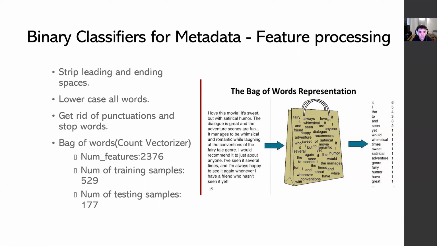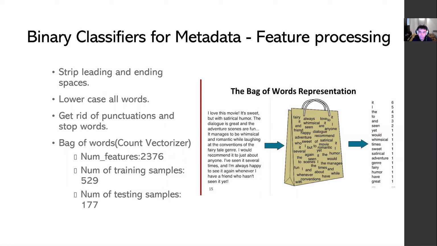By doing so, we first strip leading and trailing spaces because they are useless, and we transform all the words into lowercase to control them better. And then we get rid of punctuation and stop words because they repeat too many times. So after that, we will have a bag of words.